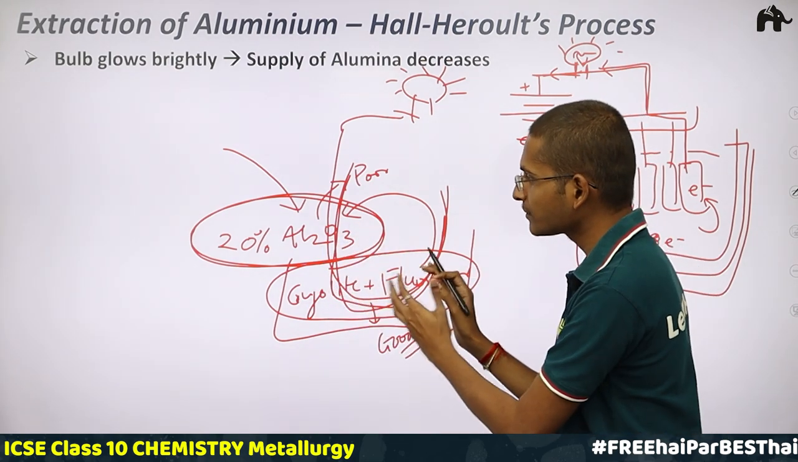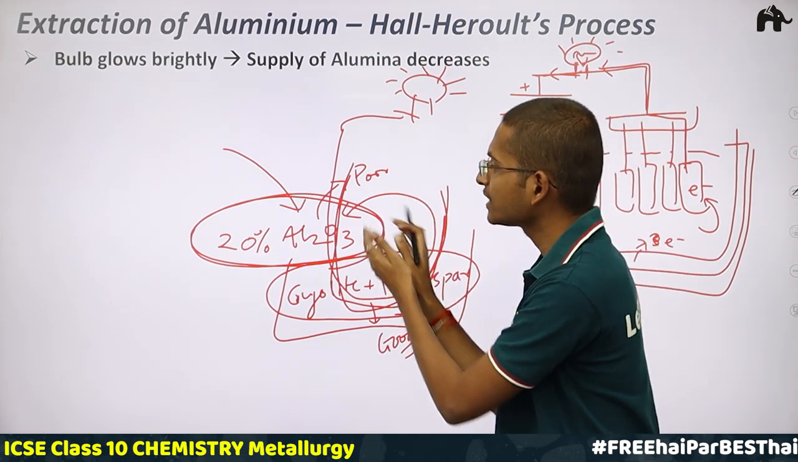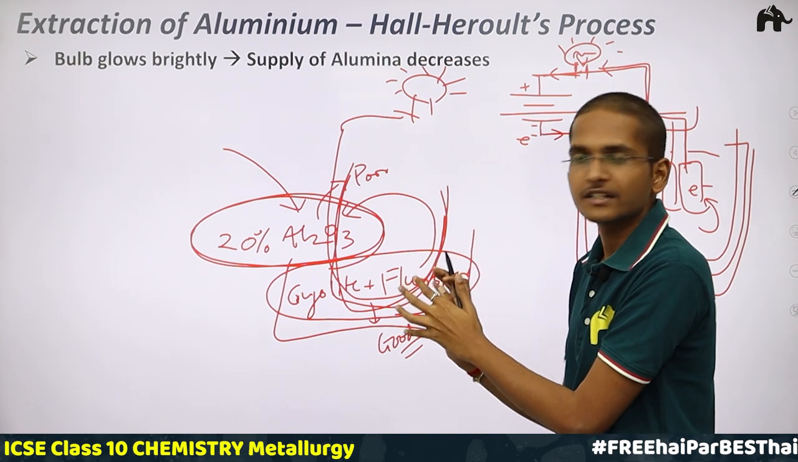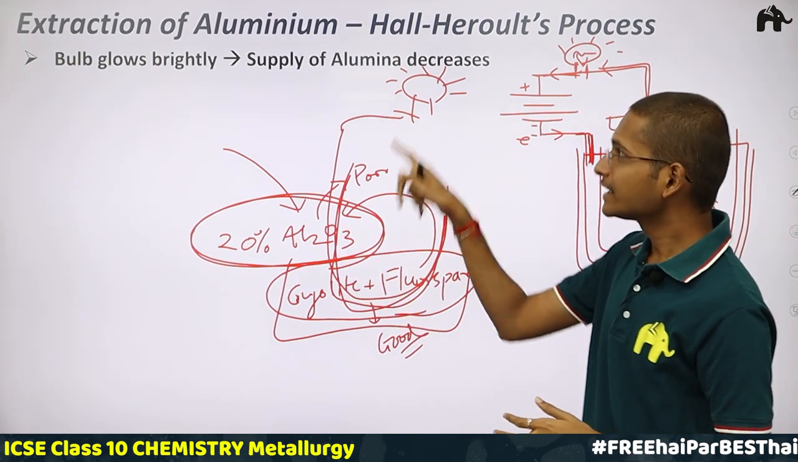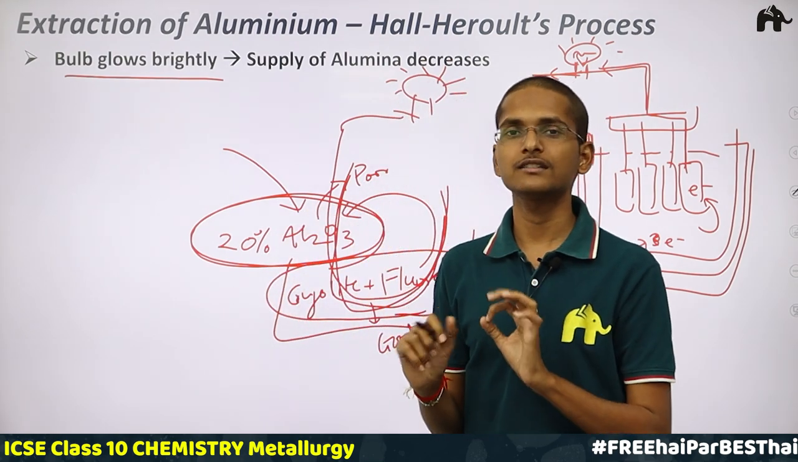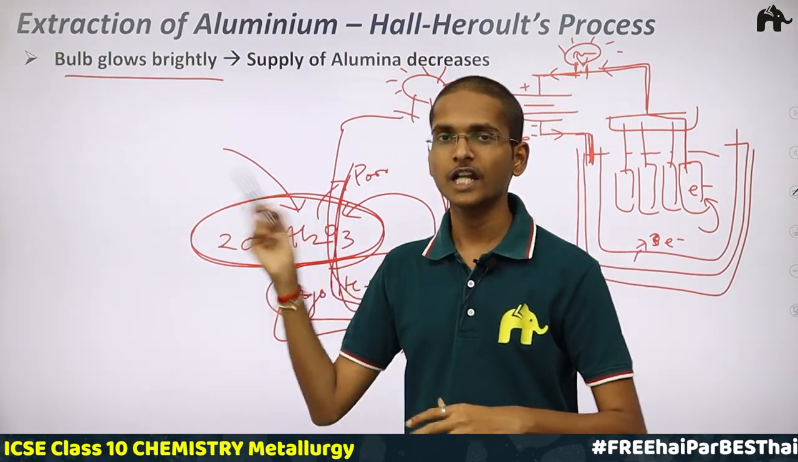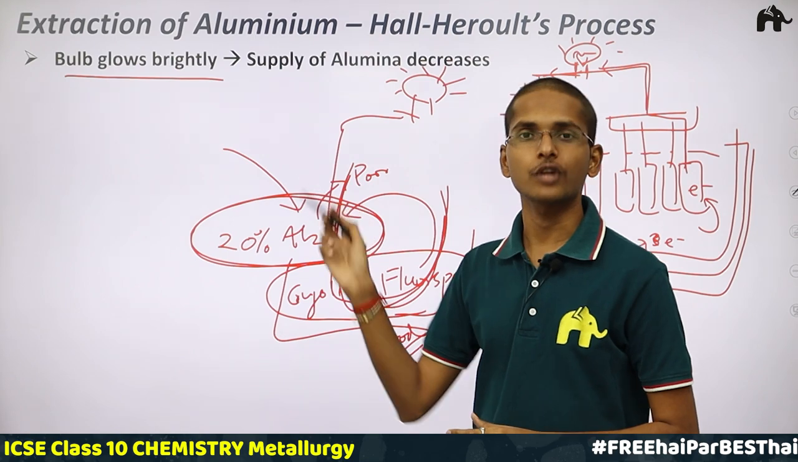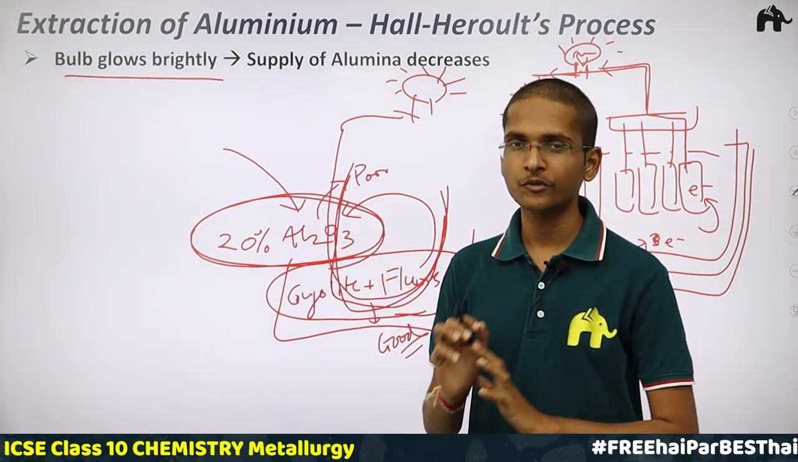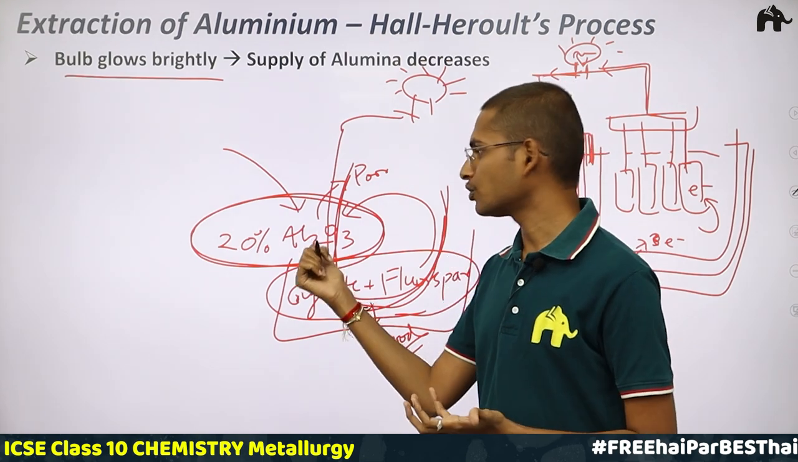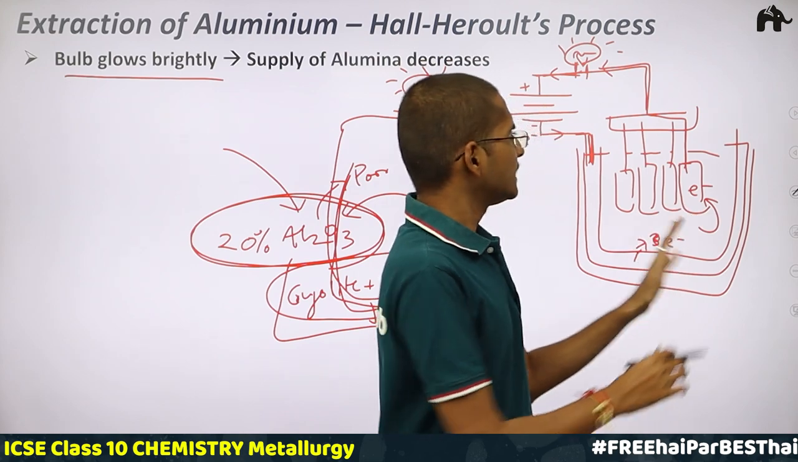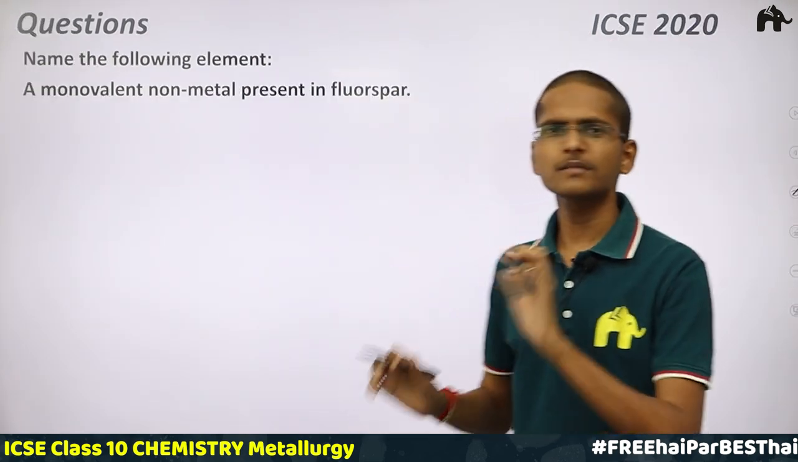So both of them would try to make efforts and increase the conductivity, so in turn they would not conduct much more electricity. So that's why we can pay attention to this glowing of the bulb, which would indicate to us that yes, our alumina is decreasing and we need to put more and more alumina in order to continue the electrolysis of our molten alumina, and get aluminium out of this molten alumina. Clear?